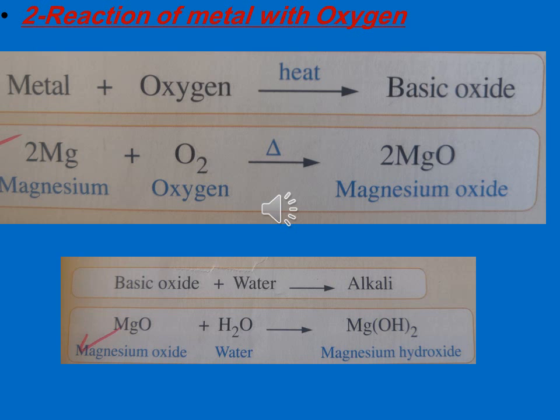If we take the basic oxide, which is magnesium oxide, and we put water on it, the result will be something called alkali. So magnesium oxide, MgO, plus water, H2O, the result will be magnesium hydroxide, and we call it alkali.